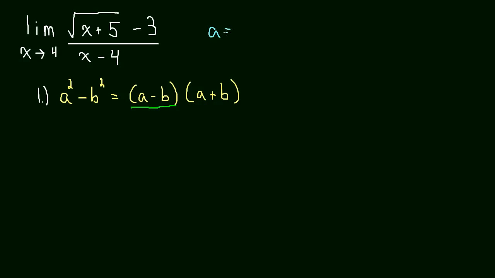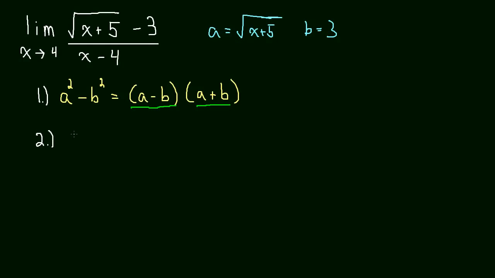If we say a equals the square root of x plus 5, and b equals 3, then our numerator is a minus b. And we know that if we just go ahead and multiply by a plus b, those two terms will square. And why is that helpful for us? Well, because if we square a square root, it will get rid of it. And that's what we call rationalizing. So this is a problem where we're going to actually rationalize the numerator in order to help us solve this. So let's go ahead and do that.